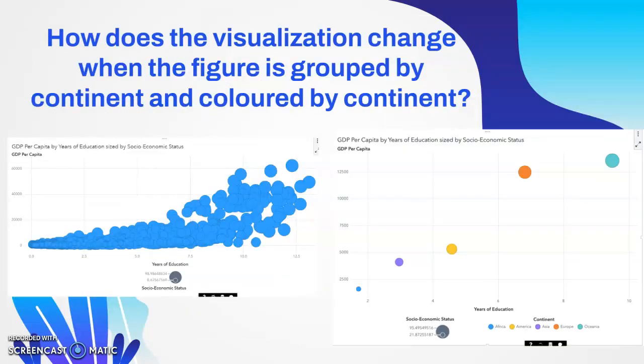So how does the visualization change when the figure is grouped by continent and colored by continent? You can see that the left one is very clustered and increases as the graph goes further right, so years of education is changing. And then the right chart also shows the years of education getting higher, but a more spread out version of it, and this is also measuring the continents.